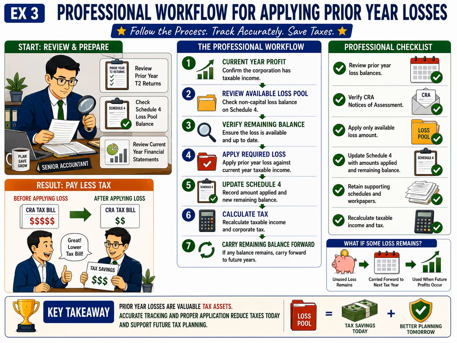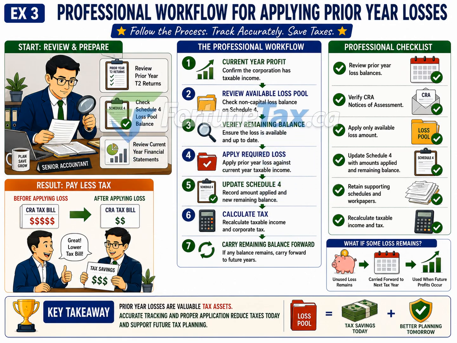The process begins once the corporation has determined that it earned a profit during the current taxation year. Before applying any losses, the accountant first confirms the corporation's taxable income using the current year's financial statements and tax adjustments. The next step is to review the corporation's available non-capital loss pool.